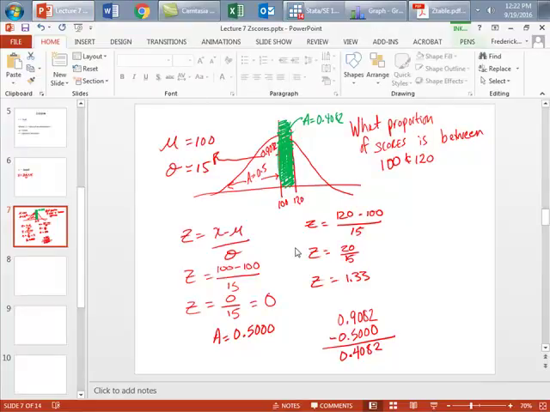We all agreed that this is the right answer. We all understand. So the proportion of scores between 100 and 120 is 0.4082. Or if you want to change that word from proportion to percentage, what percentage of scores are between 100 and 120? The answer is 40.82%. Proportion and percentages, it just depends on where you put the decimal point.